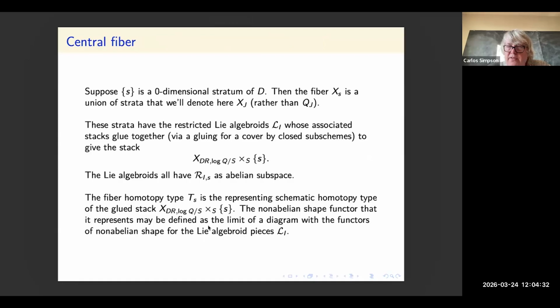So by taking transverse slices, we can always assume that we're looking at a zero-dimensional stratum of S of the divisor. So let's just suppose that S is a zero-dimensional stratum. Then the fiber over S is a union of strata that we'll denote by x_j, and these strata have their own Lie algebroids. And we can glue together the de Rham stack by gluing together these Lie algebroids over the pieces of the fiber.